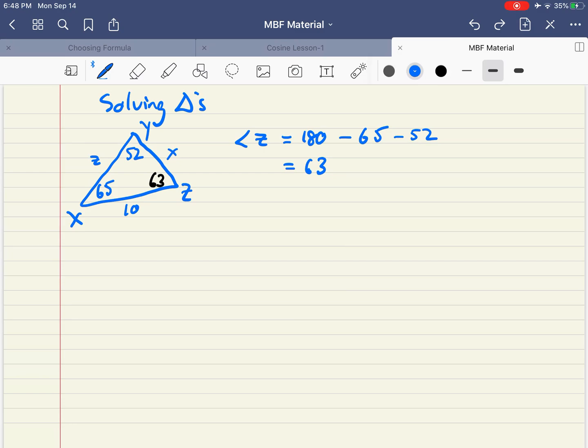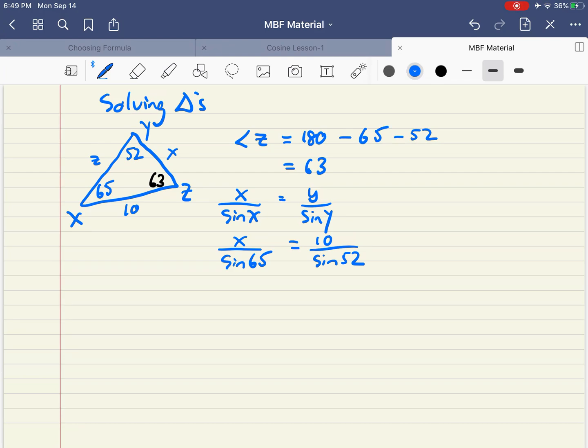So let's figure out X first. The formula is going to look like this: I'm going to write X over sine X equals, and now I'm going to match it up with a known pair, which is the Y's. So I'm going to write Y over sine Y. I'm going to use the Y's because I know everything about the Y's. Next thing I'm going to do is plug in everything I know. I don't know side X, but I do know angle X, so I'm going to write X over sine 65 equals Y, which is 10, over sine Y, which is sine 52.